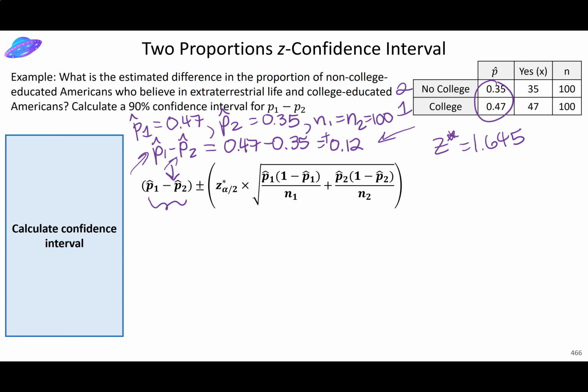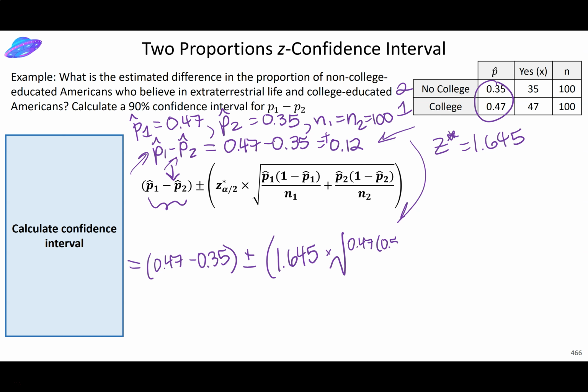So yeah, it's a little cluttered in here, but I now have everything I need to plug in. So I'm going to say, okay, well, that 0.47 minus 0.35 plus or minus 1.645 times, and this is the part I usually will throw into R. It's very, very easy to goof up. So 0.47 times 1 minus that. Oh, thank goodness the denominators are the same. It actually makes life so much easier. 0.35 times 0.65, because that's 1 minus that, over 100.